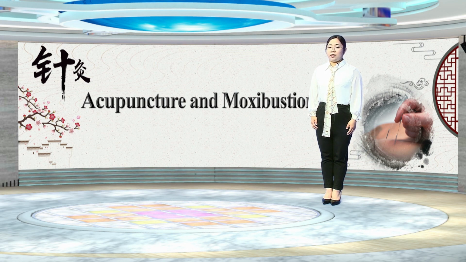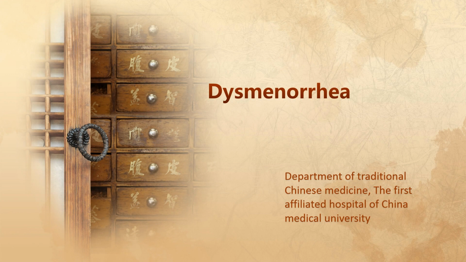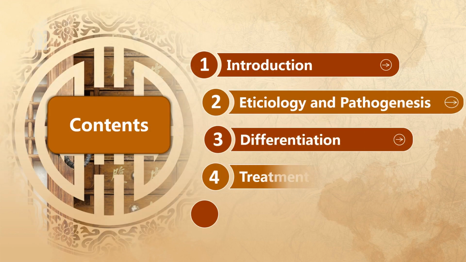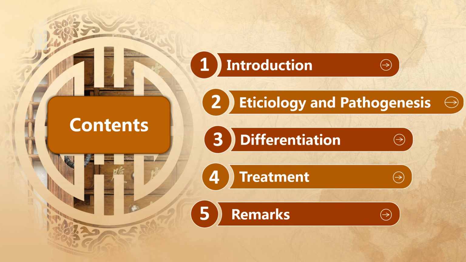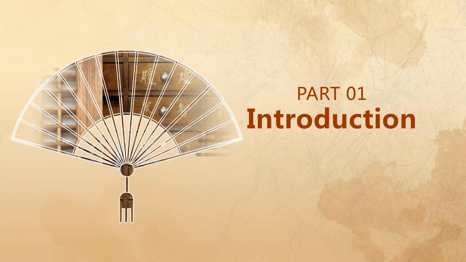This class will learn acupuncture treatment of dysmenorrhea based on traditional Chinese medicine. Now let's begin. This part can be divided into 5 parts: introduction, etiology and pathogenesis, differentiation, treatment, and remarks. Part 1. Introduction.